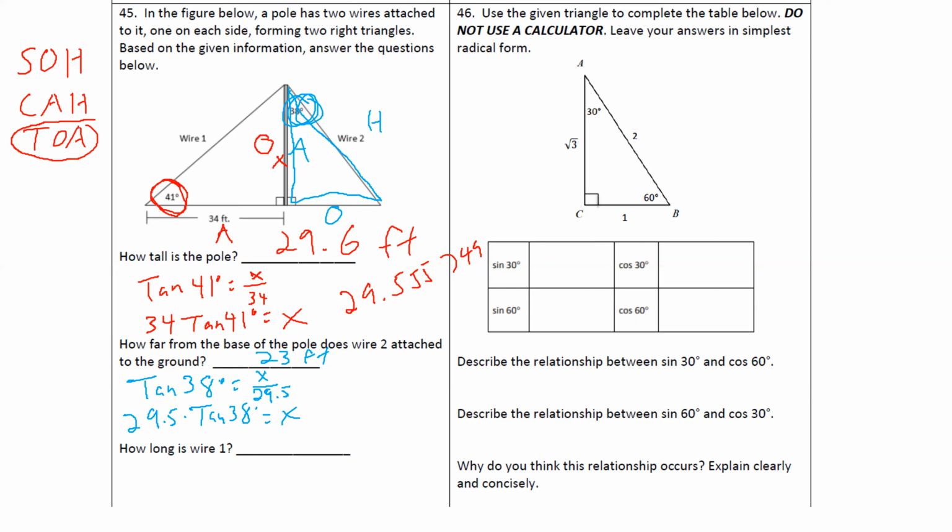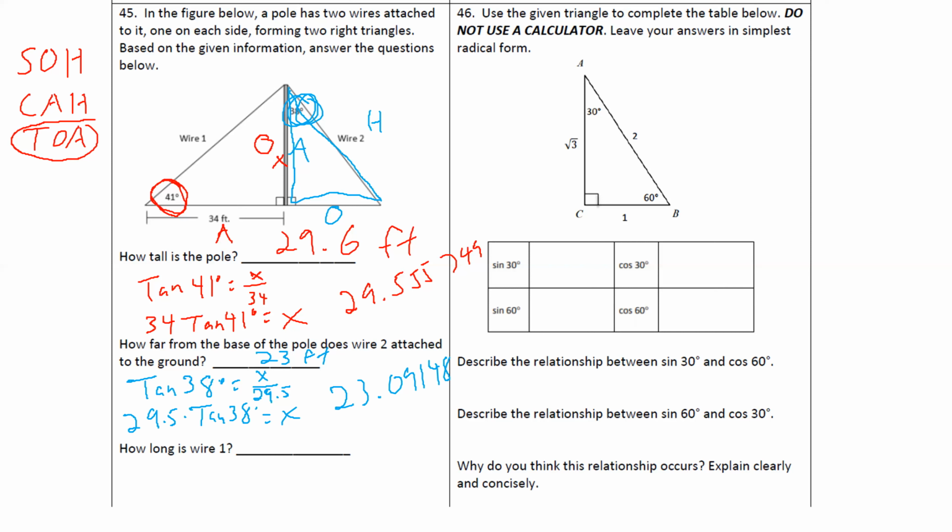If you round it off to one decimal, it would have been 23.1. If you want to know the rest of the decimals, it's 23.09148. We'll stop there. How long is wire 1? Now, you have two sides. You could do Pythagorean theorem, or you could choose just to keep doing the trig. I'm just going to do trig one more time. Doesn't matter which piece I use. I'm going to do opposite over hypotenuse, since we haven't done that one yet.